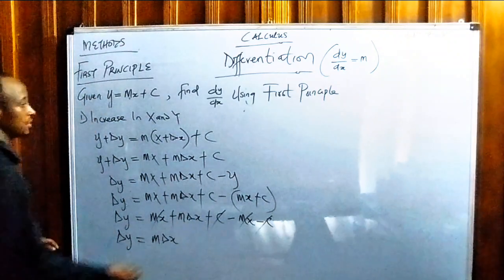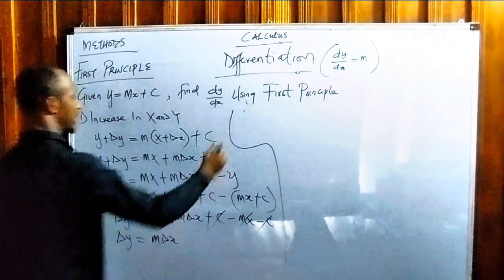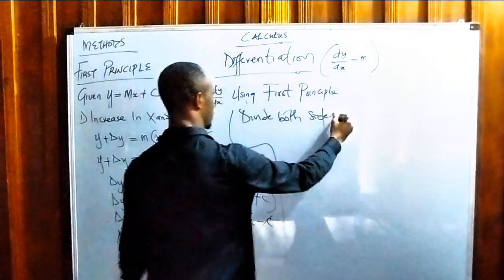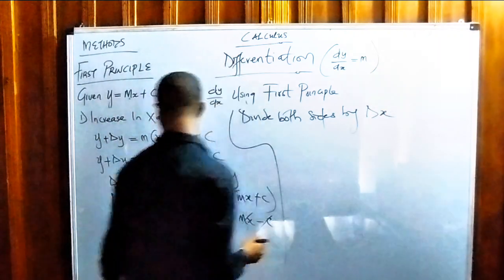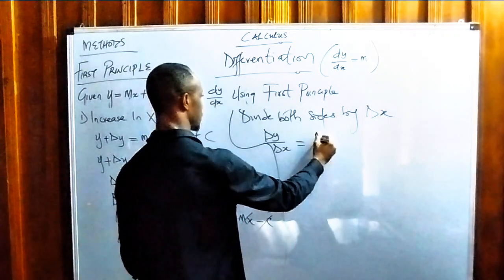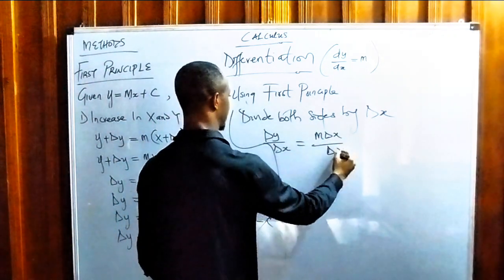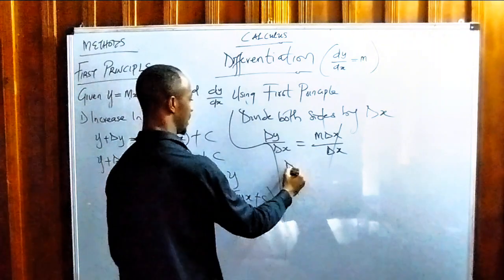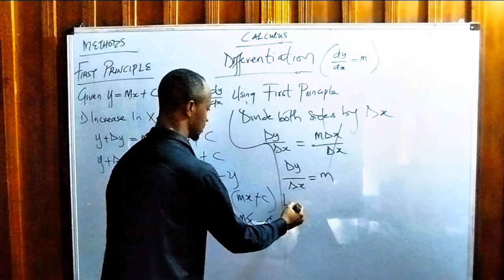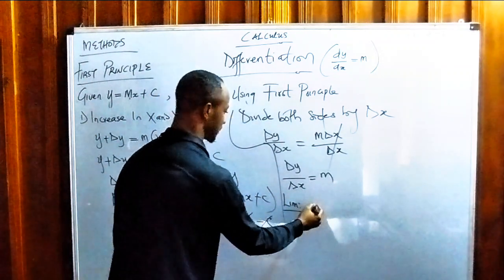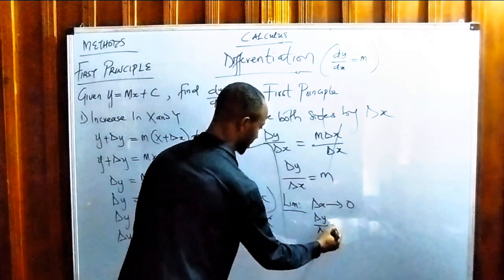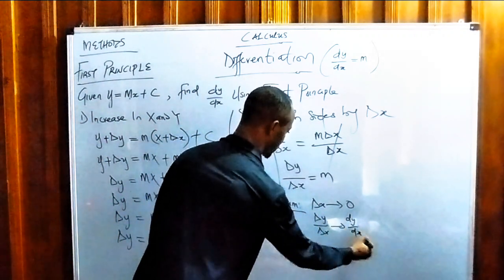Alright? So what we do next, we divide both sides by delta x. This will give us delta y over delta x equals m delta x over delta x. So this will cancel, therefore we have delta y over delta x equals m. Then we take our limit of function, which says that as delta x is approaching 0, delta y over delta x is approaching dy/dx.